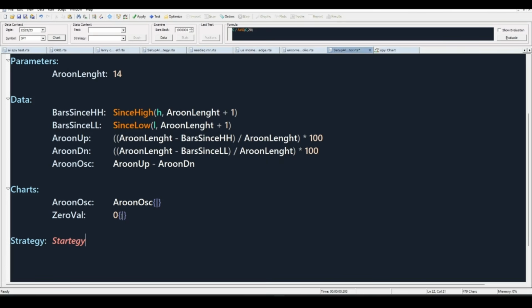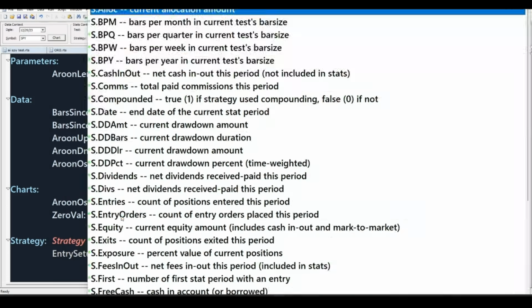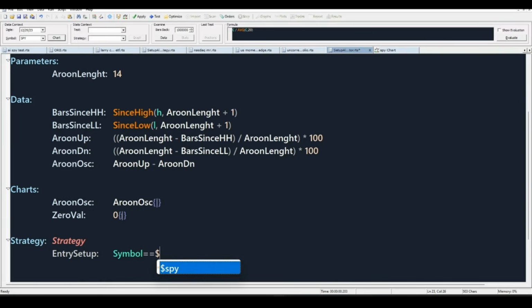Let's keep the strategy simple. I'm going to trade the SPY. For the entry setup, I want to look for a specific condition. I'm going to say symbol equals SPY and let's trigger a buy when the Aroon oscillator is above 0. So we're trying to capture medium length swings.